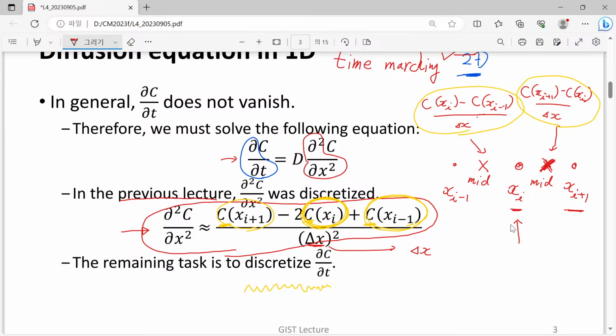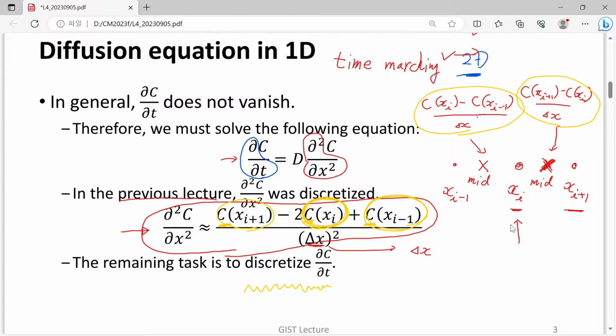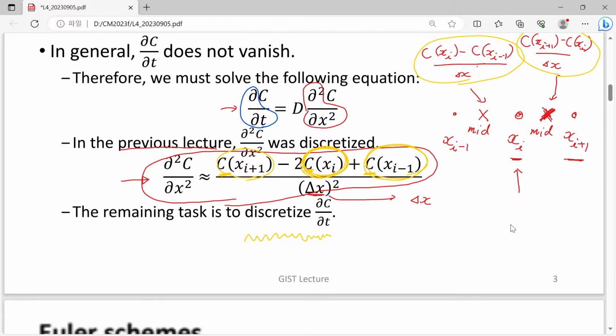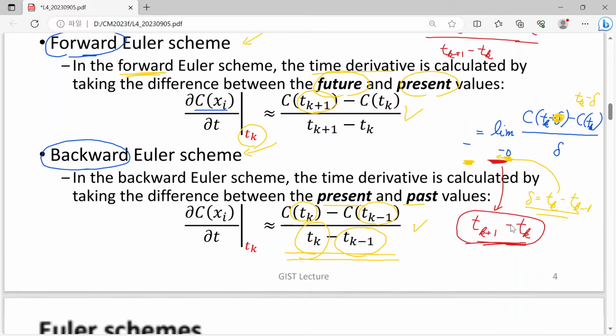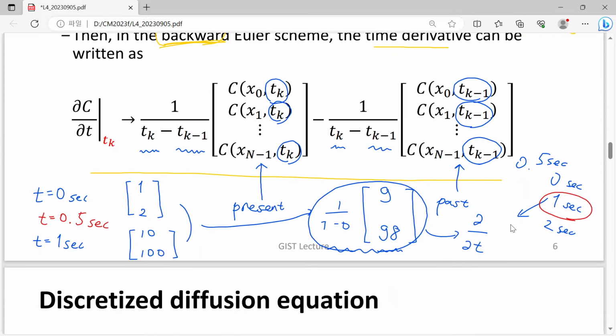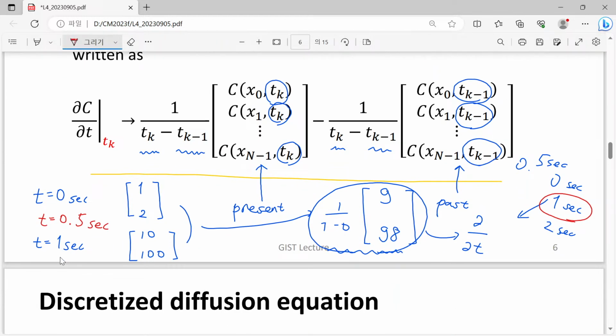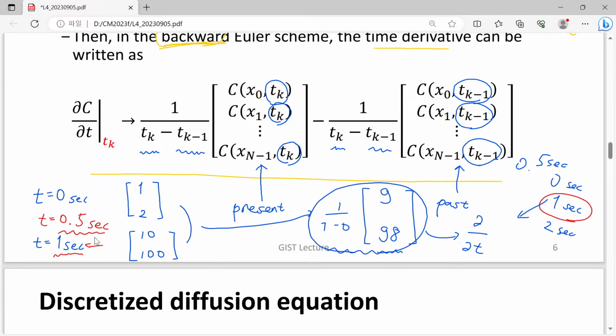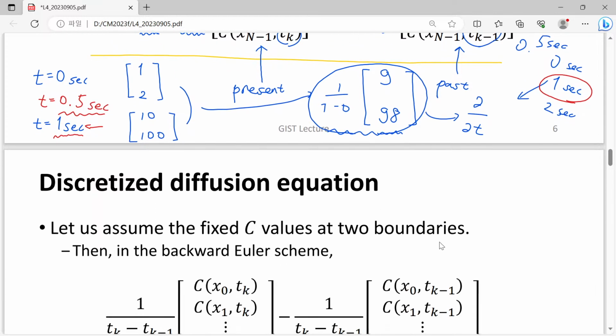So that was the philosophy we applied in the real space discretization, but especially for our time discretization, we intentionally take a different approach. Instead of assigning it to the midpoint, we intentionally assign it to the present point. So it is important. Let me once again emphasize it.